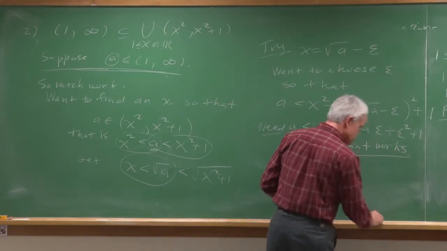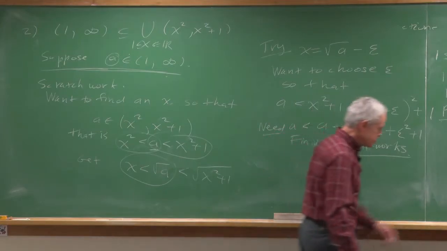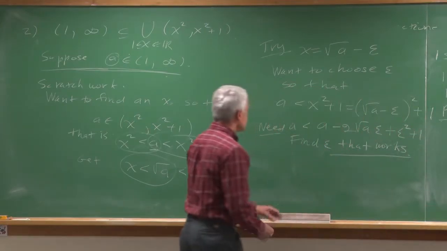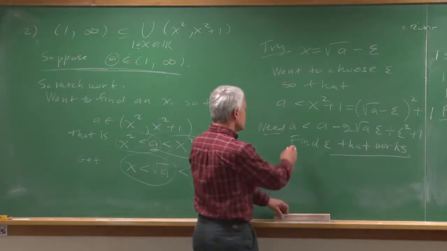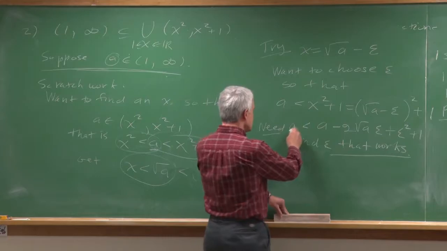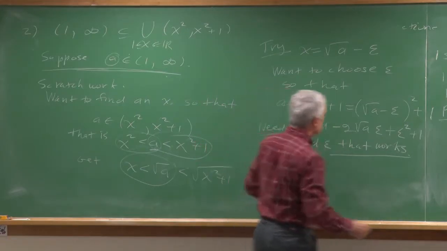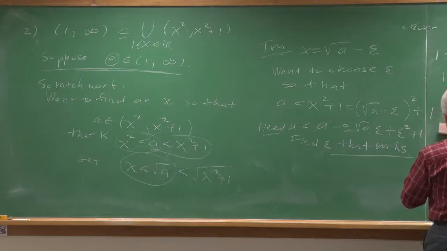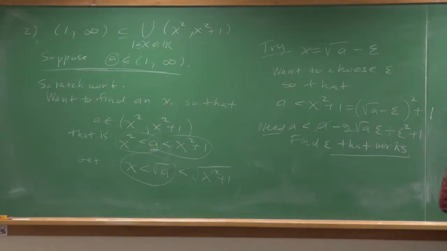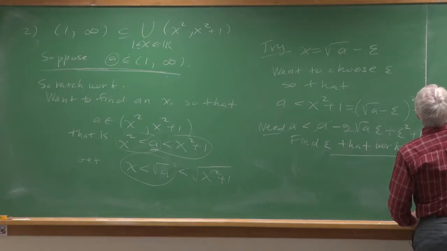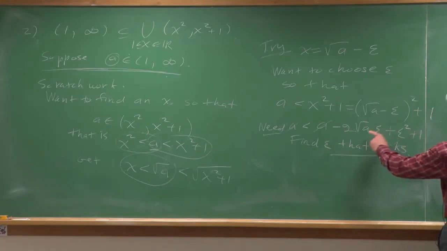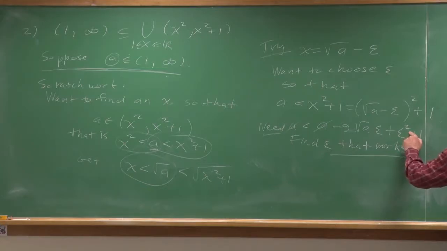Any epsilon that works should allow us to proceed with the proof. Okay, so let's check. Of course, I can cancel the a's, and then I'll put the negative term on the other side. And that's what we need. So let's see. The negative term I put on the other side, just being careful to copy it right.